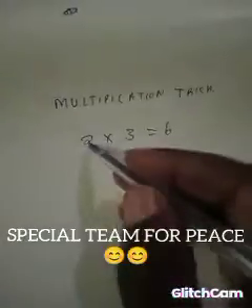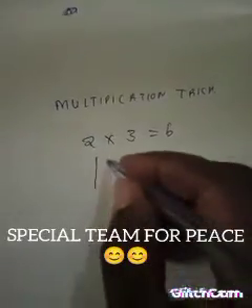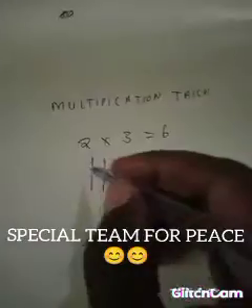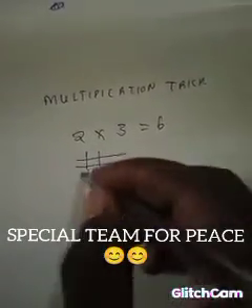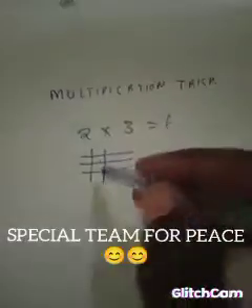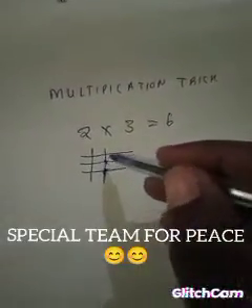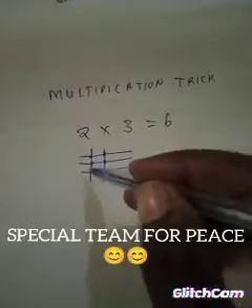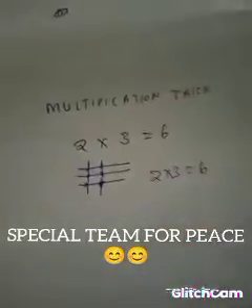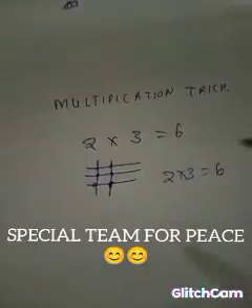So you simply tell them that for 2, you draw 2 vertical lines. Then for 3, you draw 3 horizontal lines. Then the answer comes from the points of intersection, which is 1, 2, 3, 4, 5, 6. So therefore, 2 times 3 will be given as 6. This will help slow learners to understand.